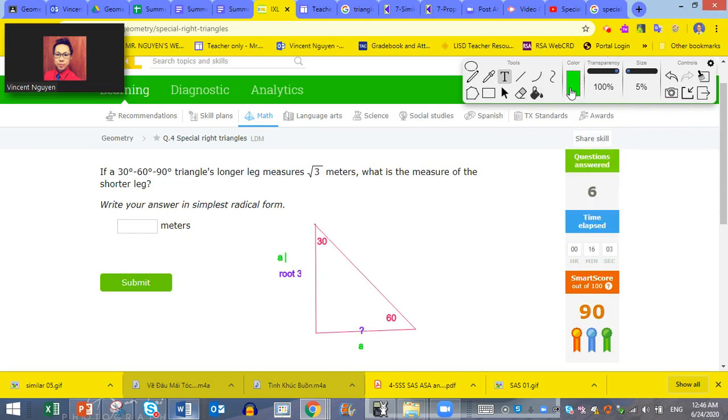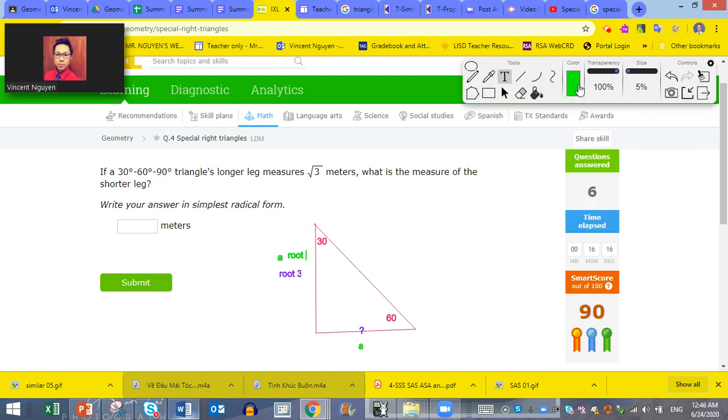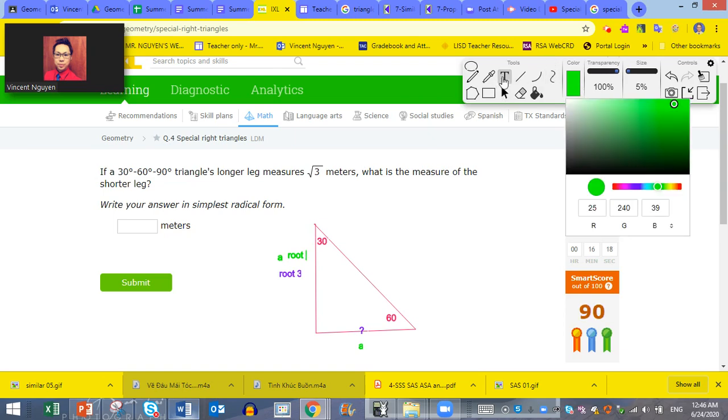Why is it not working for me? Stop messing with me. A root 3. Oh my God. Stop.